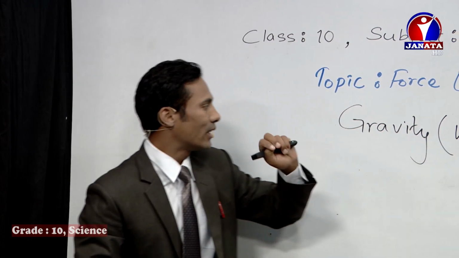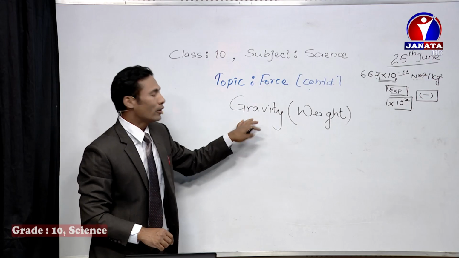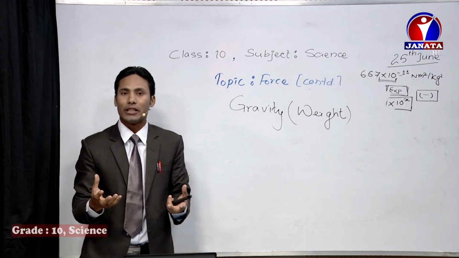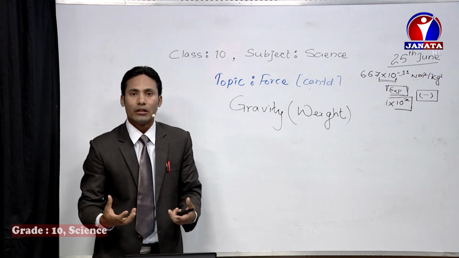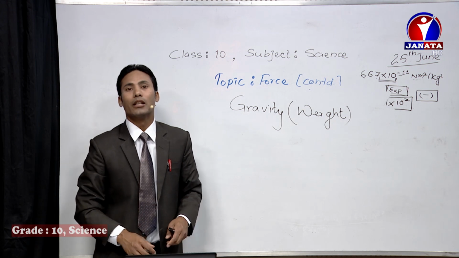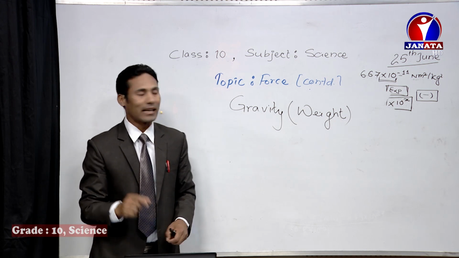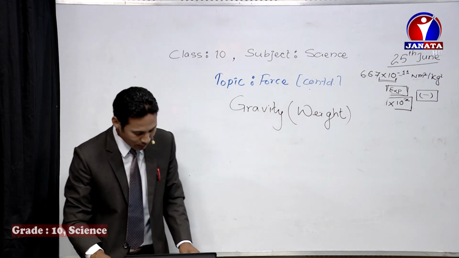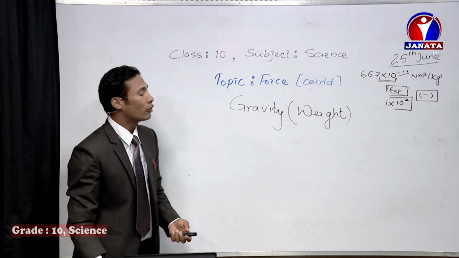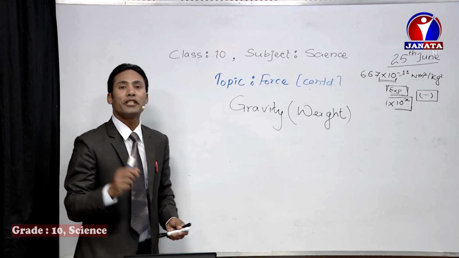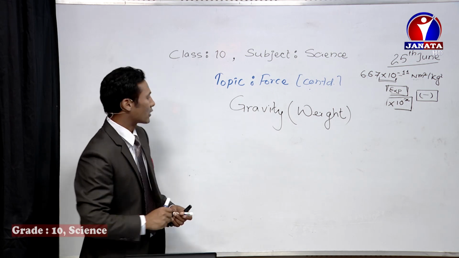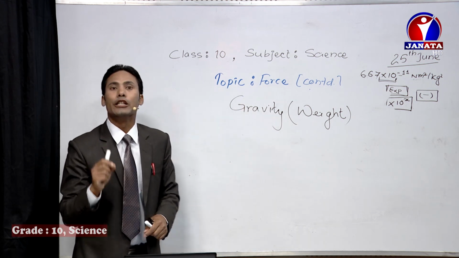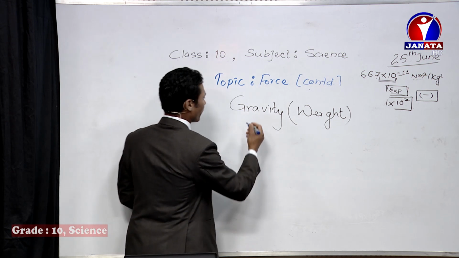Clear? So what is gravity or weight? The gravity or weight is the force of attraction of the heavenly bodies on the surrounding object towards its center. That is called the gravity or weight. Clear? And simply it is the gravitational force. It is a special kind of gravitational force. That's why the unit for this gravity or weight is Newton.